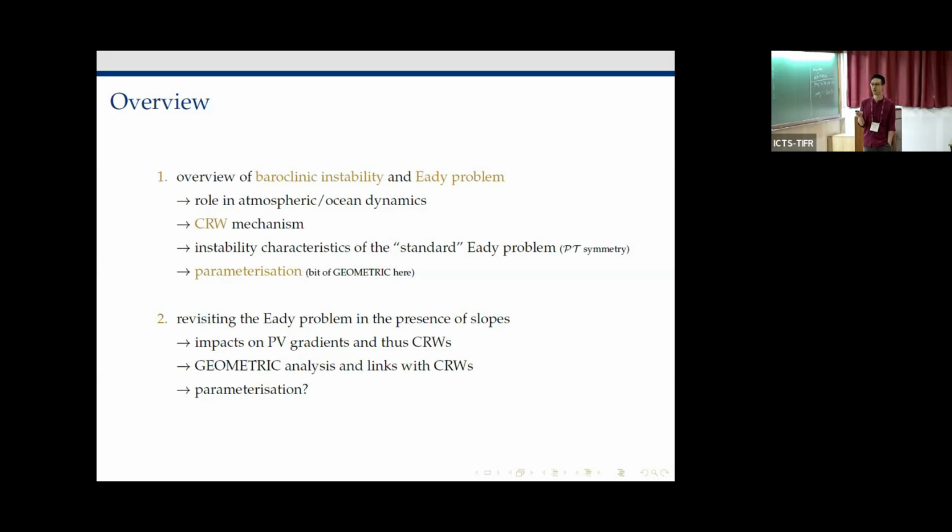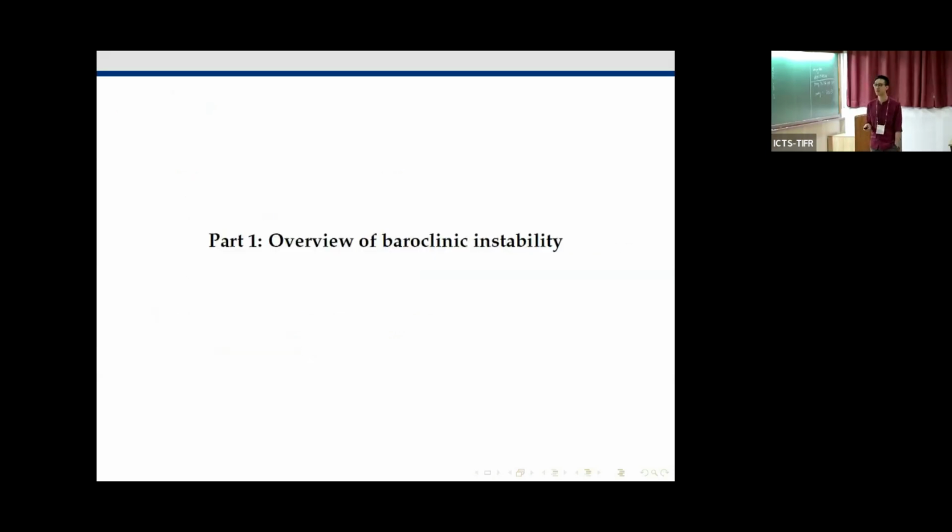So the first part is just on the standard Eady problem. This is essentially a long introduction to the second part, where we look at the Eady problem in the presence of a slope. You can think of this as baroclinic instability over things like the continental slope. The focus there is: in the presence of a slope, how is baroclinic instability modified, and in particular how is the CRW mechanism modified? There are some other implications for parametrization, but again, I'm not going to talk about it.